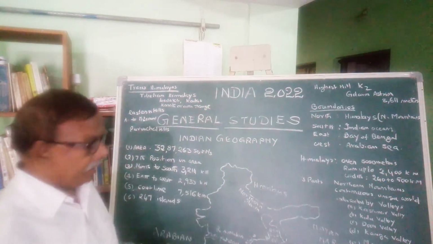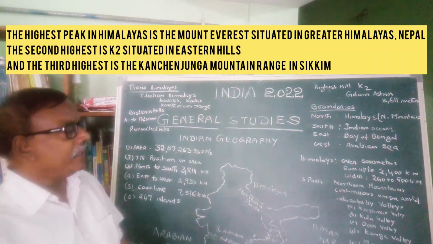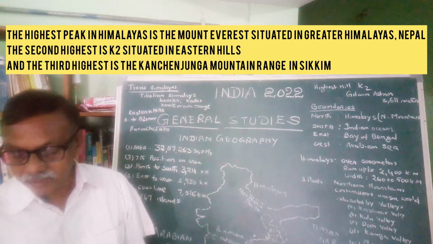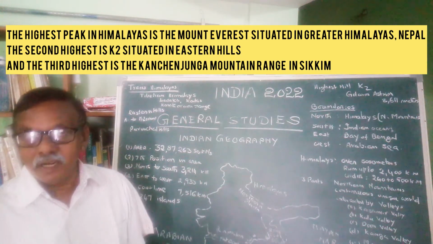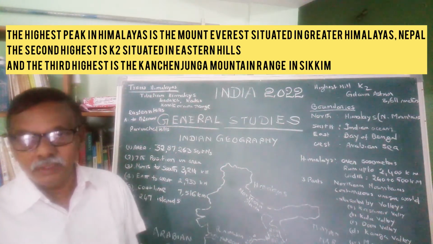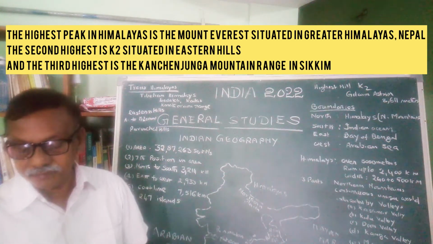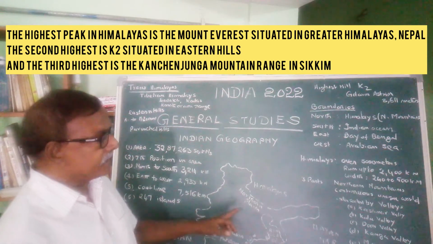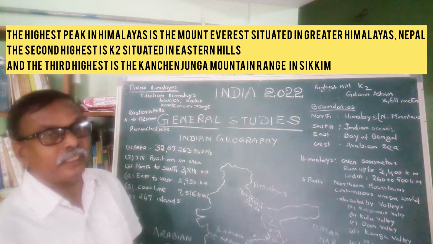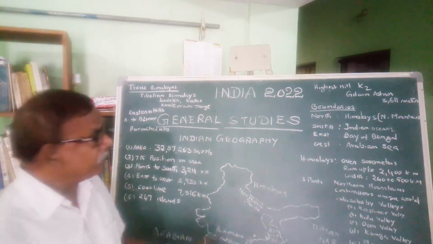Among all the Himalayas, we will find the highest Himalayas. The highest Himalayan mountain is Mount Everest, which is in Nepal. The second highest one is Godwin Austen K2, in the Eastern Hills, at about 8,611 meters. Kanchenjunga is the third highest mountain, and it is in Sikkim. What is the importance of the Himalayas?